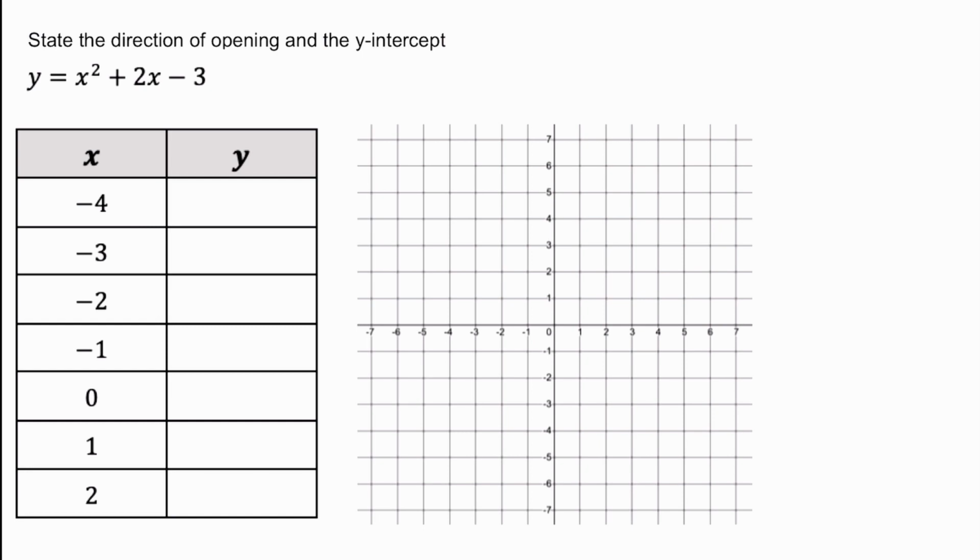So let's look at another table of values. And here we're going to look for the y-intercept. We're going to look for the direction of opening. And we're also going to look for the zeros, if we can find them. The zeros, remember, are the x-intercepts.